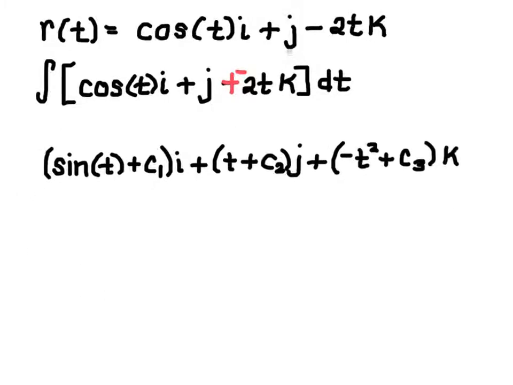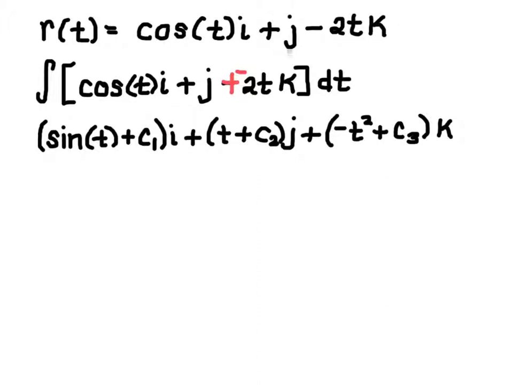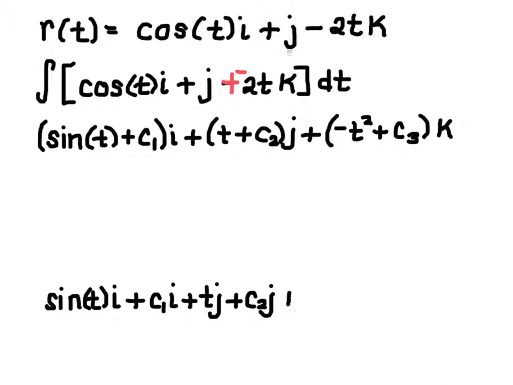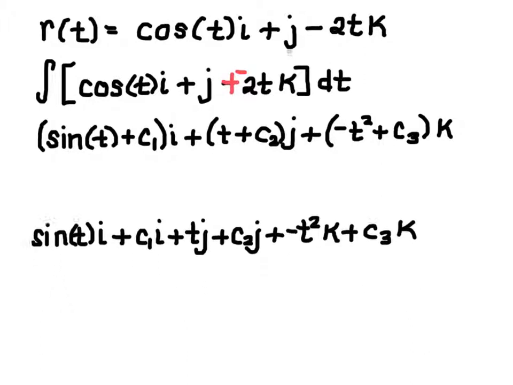Let's move this right up underneath. So this becomes the sine of t in the i direction plus a constant c1 in the i direction, plus t in the j direction plus a constant c2 in the j direction, plus a negative t squared in the k direction plus c3 in the k direction.